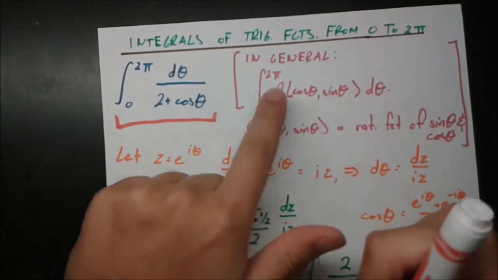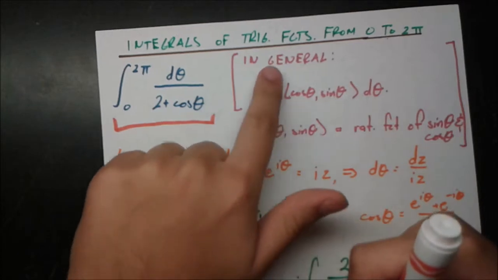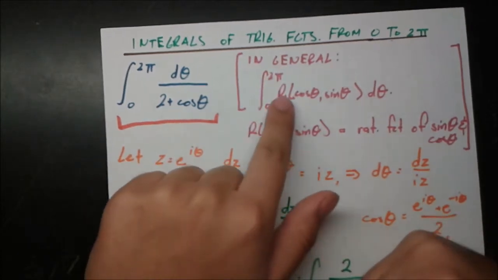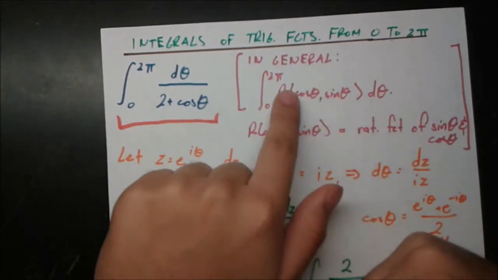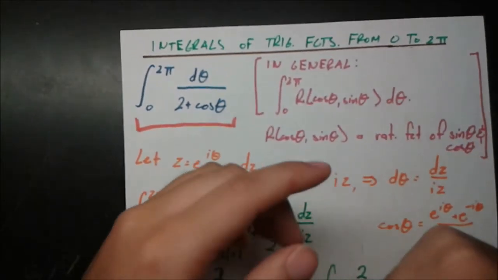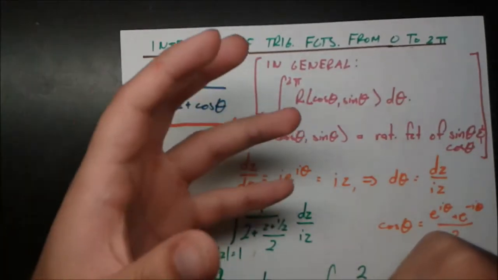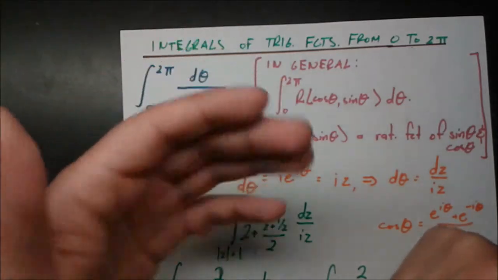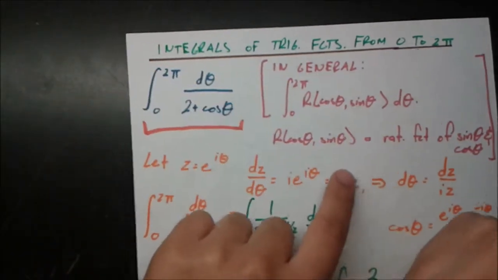It's the integral from 0 to 2 pi, and so the bounds are always from 0 to 2 pi, of R of cosine theta and sine theta. So this R is a rational function of sine theta and cosine theta. So it's just some numerator over denominator, and both the numerator and the denominator are some function of cosine or sine. So here's an example.